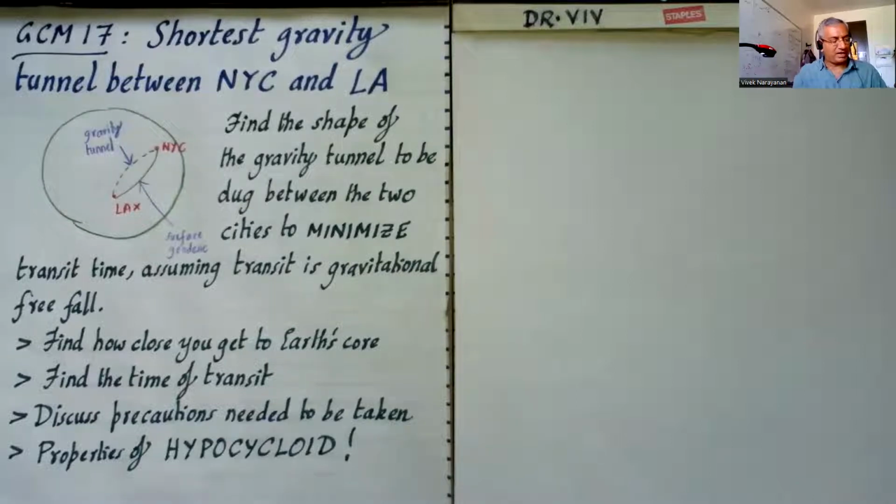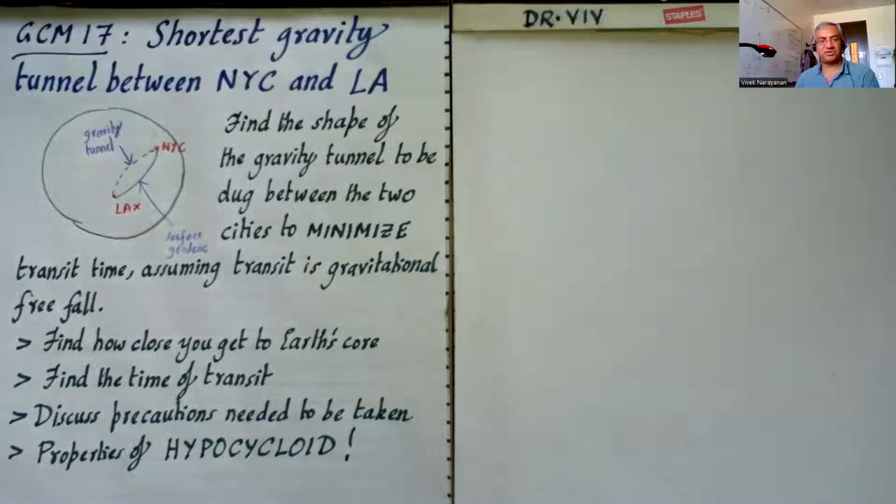Today we'll solve a concrete civil engineering problem, which is to find the shape of the tunnel that needs to be dug between New York City and Los Angeles to enable the transport of a gravity train between the two places. The definition of a gravity train is you simply drop the train on tracks at New York City and it goes through the earth by the force of gravity alone and comes out at Los Angeles.